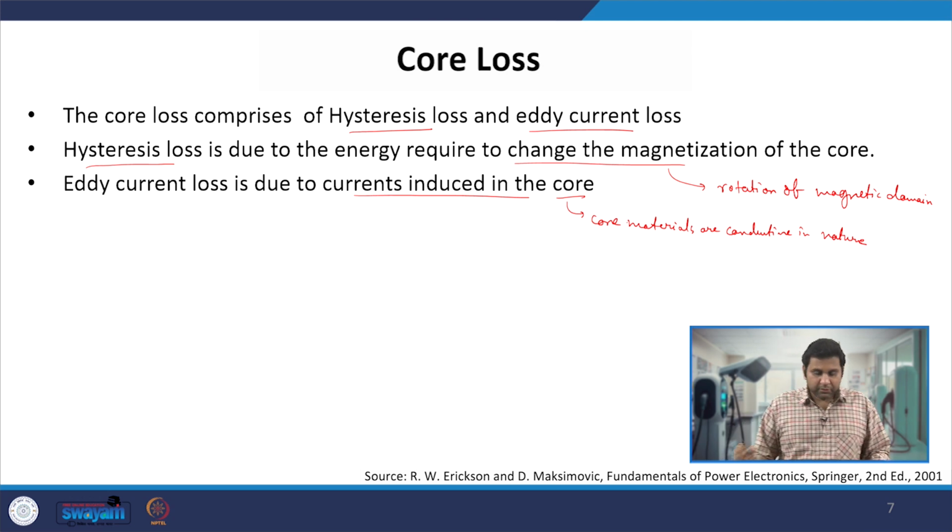So let us try to see how the hysteresis loss and eddy current loss take place. First we will take our discussion on the hysteresis loss.